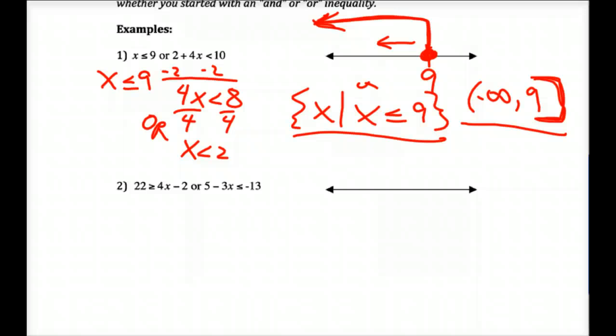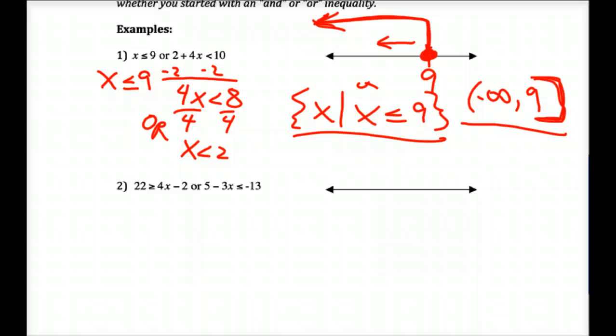Why would and be the 2? So there's my 9, there's my 2. Where's the overlap of these two? My left one is not included here. And remember, it's going to be the overlap. Where do these two overlap? Oh, it's all real numbers.